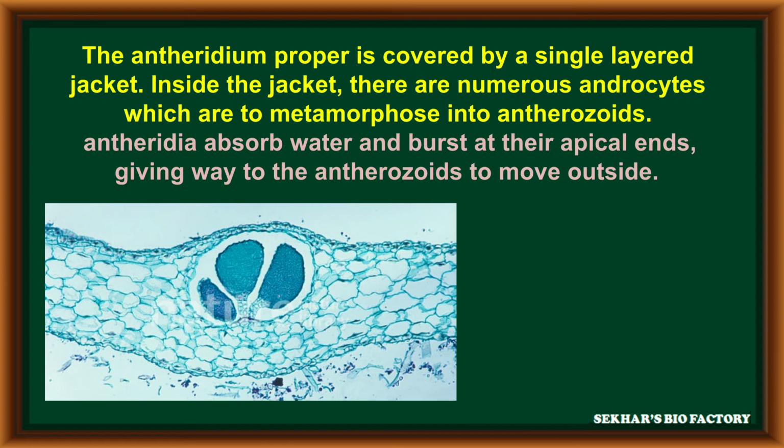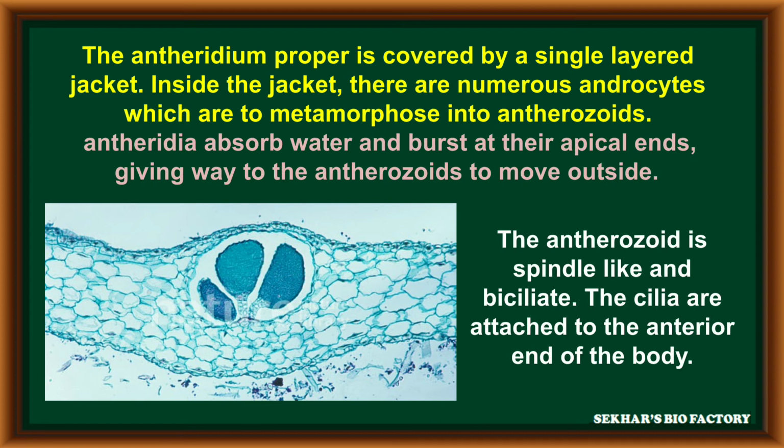The antheridium absorbs water and bursts at the apical end, and it gives rise to many anthrozoids or male gametes. They move outside of the antheridial chamber. These anthrozoids are generally spindle-like and biciliated structures. The cilia present in the anthrozoids are attached to the anterior end of the body.